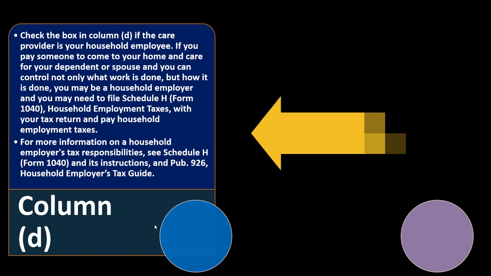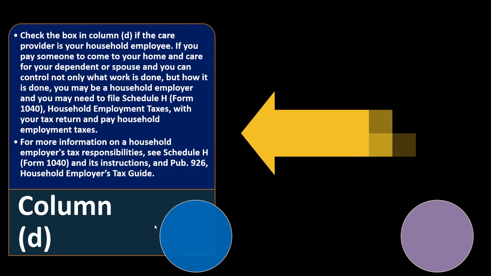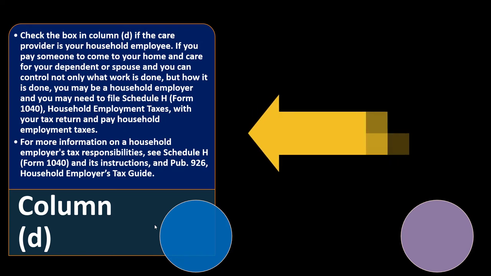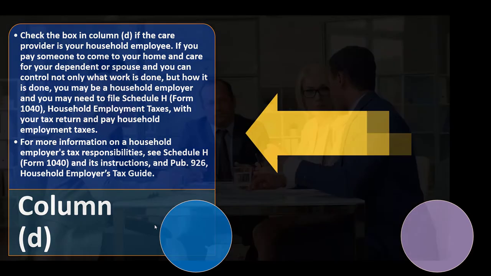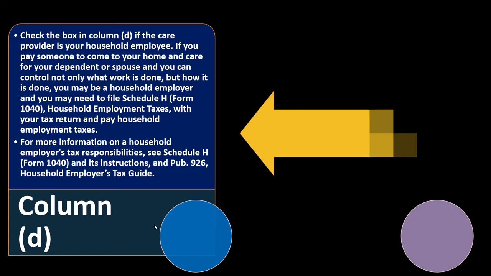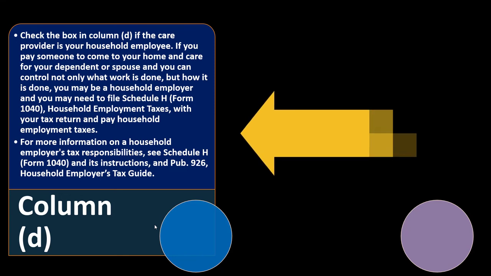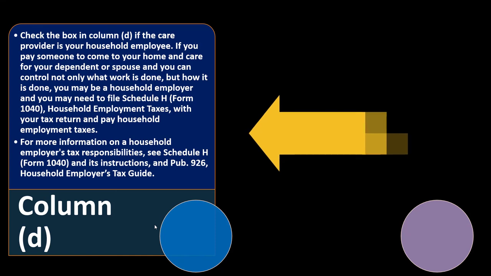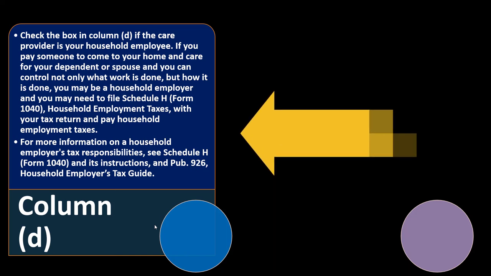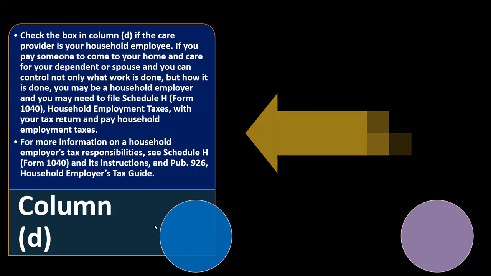Column D: check the box in column D if the care provider is your household employee. So now you're employing them as a household employee. If you pay someone to come to your home and care for your dependent or spouse, and you can control not only what work is done, but how it is done, you may be a household employer and you may need to file Schedule H, Form 1040, Household Employment Taxes, with your tax return and pay household employment taxes. So that's a whole other issue: if they were a household employee, the IRS might expect to see that here. For more information on household employers' tax responsibilities, see Schedule H, Form 1040 and its instructions, and Publication 926, Household Employer's Tax Guide.